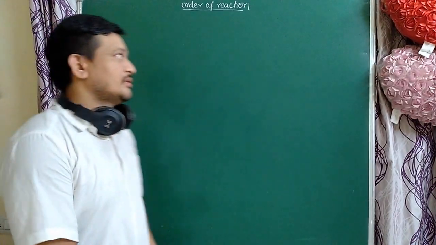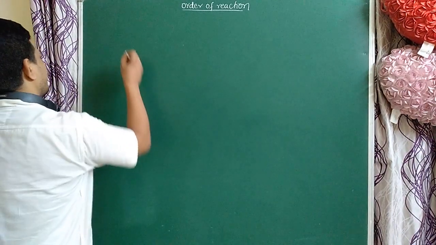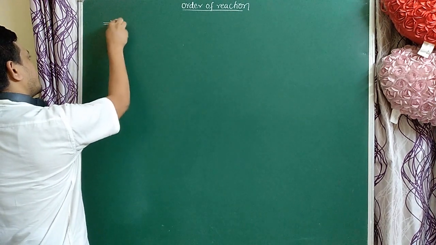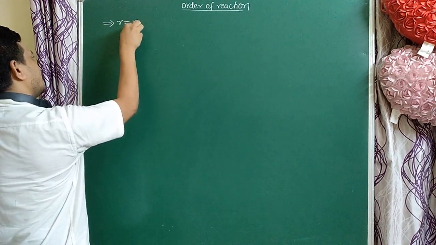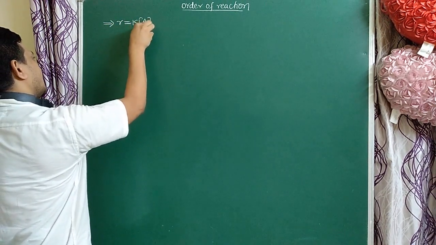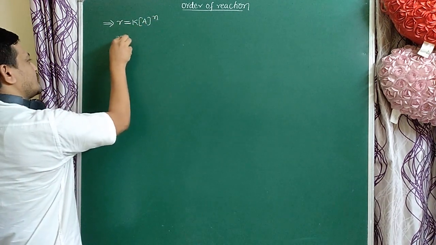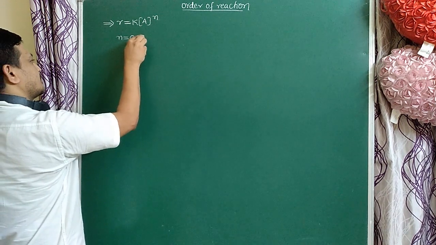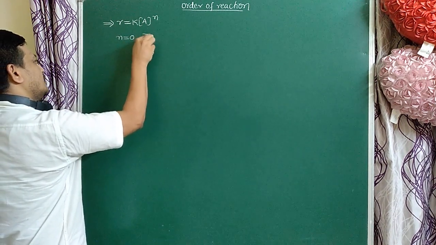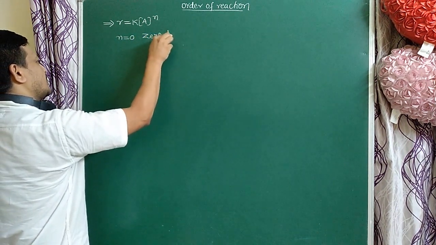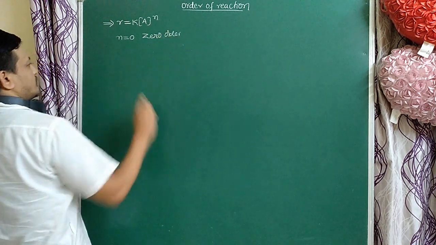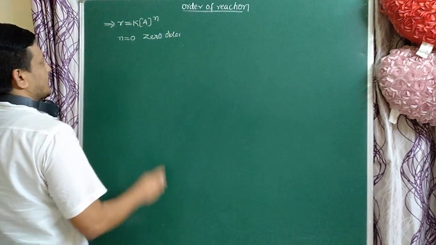Now we will discuss zero order, the total information about zero order. So what is the rate equation? For example, R equal to K into A power n. Here, n equal to 0, that is the zero order reaction.